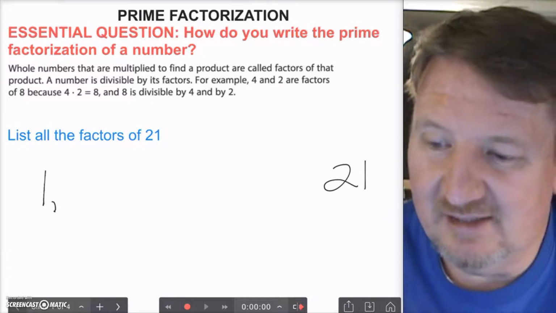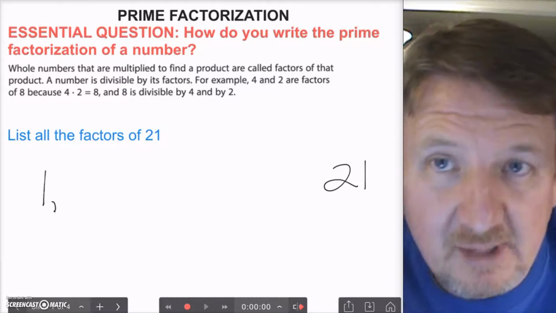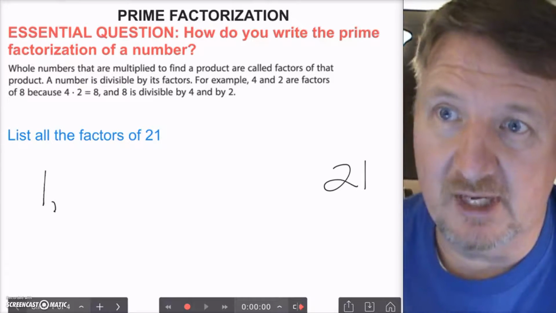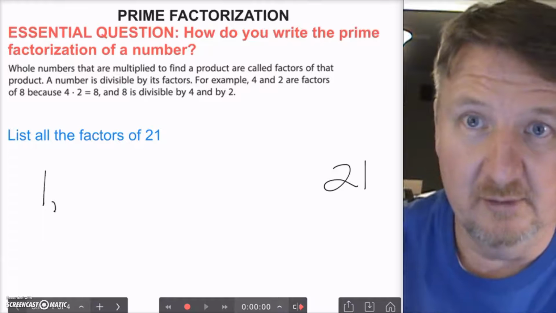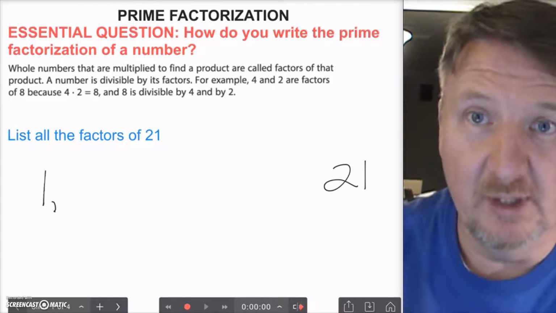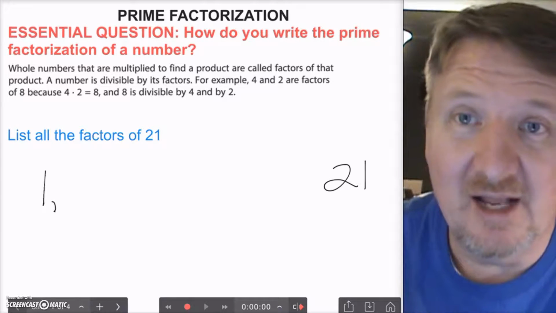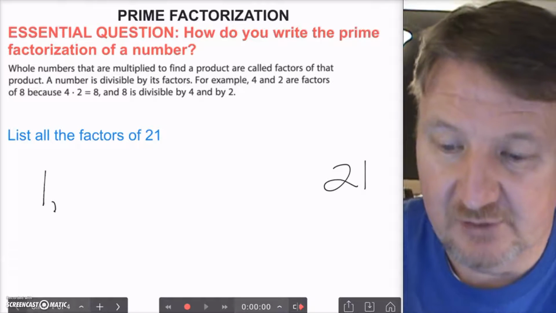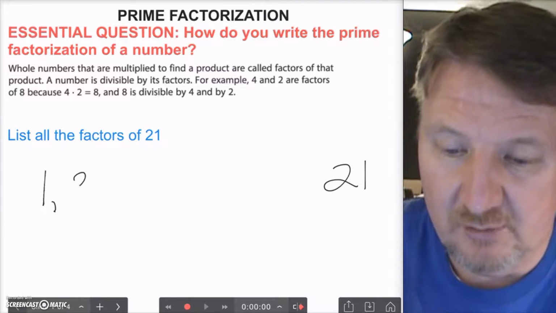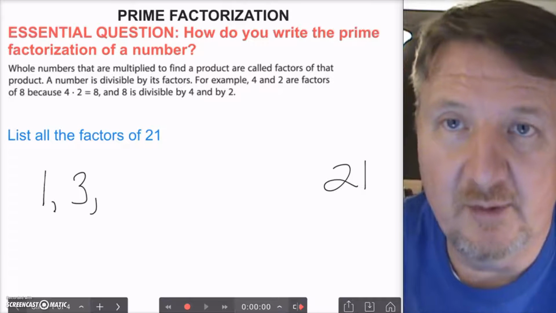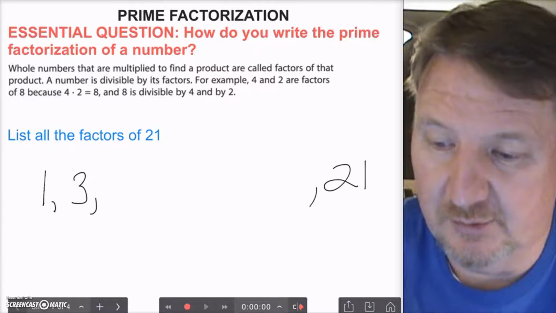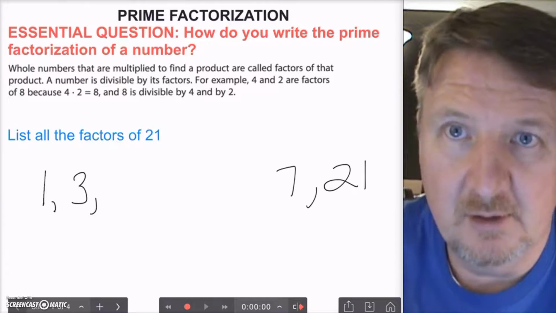See, what I do is I'm dividing 21 in my head by certain numbers, okay? And I just start small. I start with 1. 21 is divisible by 1, all right? 21 is not, however, divisible by 2 because it's not even. So the next one is 3, all right? 21 is divisible by 3. So then I say, all right, what do I multiply 3 by to get 21? Well, I multiply it times 7, all right?